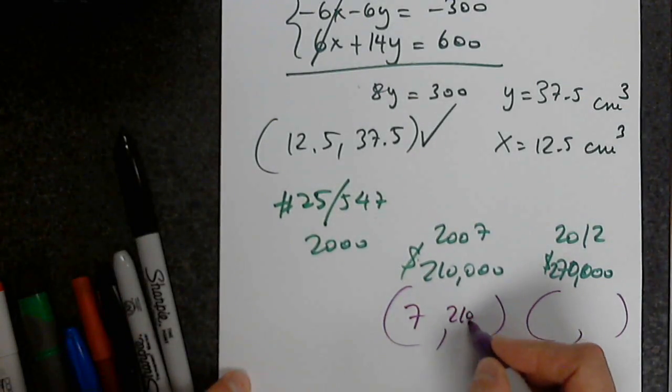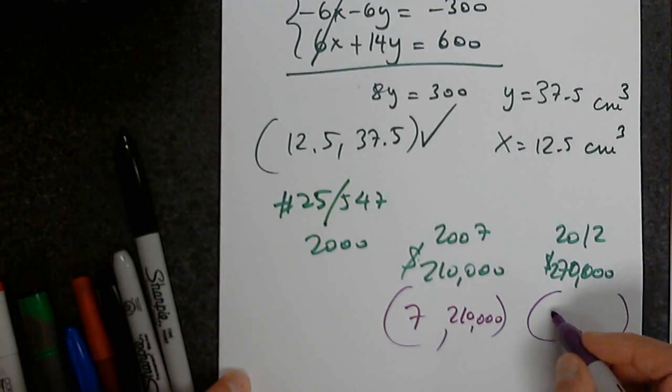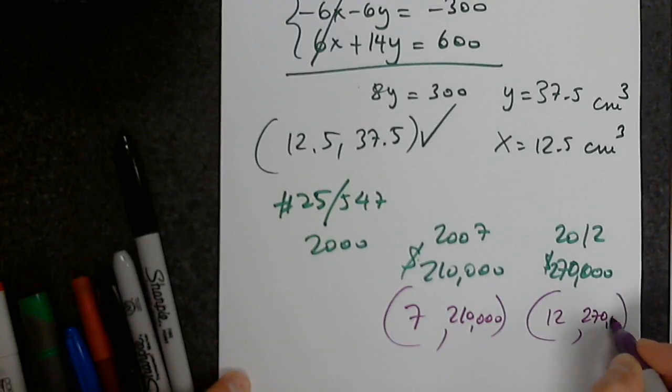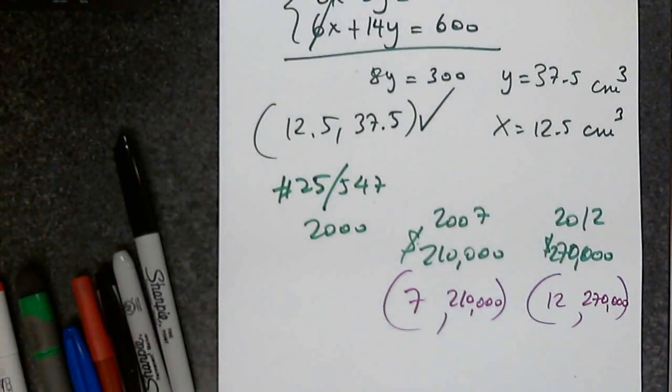Very good. 7 and $210,000, and 12 and $270,000. Very good. We are trying to find the equation of the line. So let's find the equation of the line. And then I would like to graph a piecewise defined function.